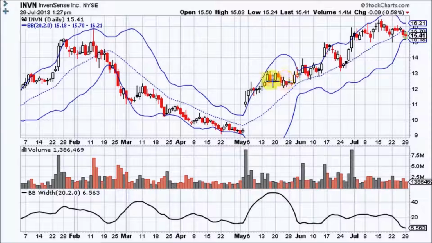It consolidates in this area, kind of runs flat. The Bollinger Bands pinch right here. Here's the pinch. And then it breaks out to new highs. Comes back, finds support. The Bollinger Bands pinch again, here and here. Breaks out to new highs. Comes back and finds support at the middle Bollinger Band again. Here's another pinch. And then it breaks out to new highs again.